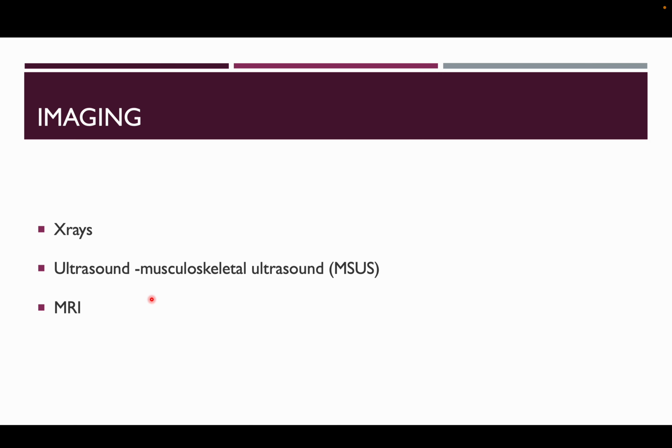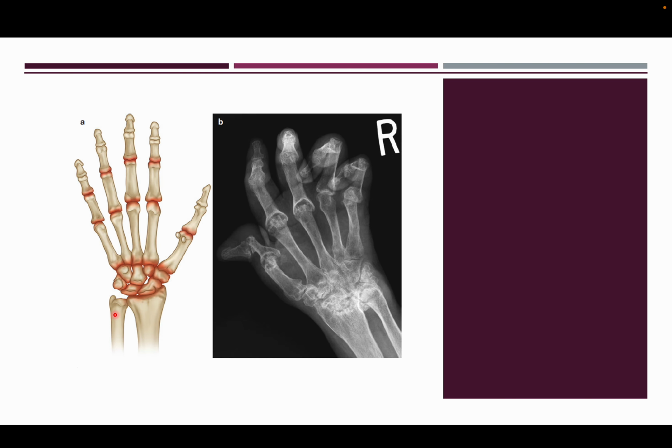We use musculoskeletal ultrasound a lot. MRI also can be done when in doubt. So these are the various presentations. This is rheumatoid arthritis, which is classically presenting. This is a classical presentation. You can see periarticular osteopenia, joint space narrowing, and joint erosions.